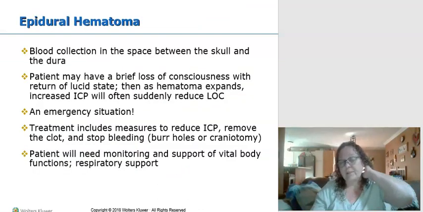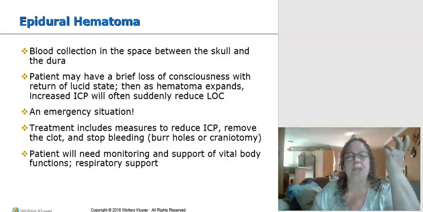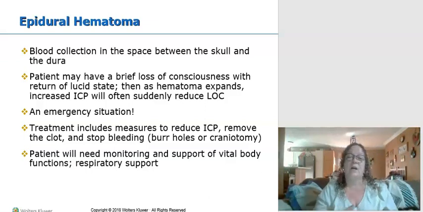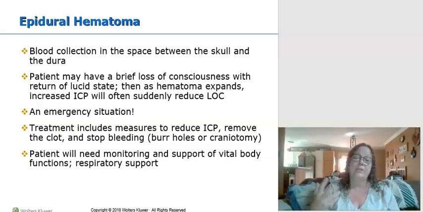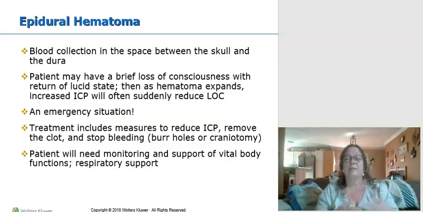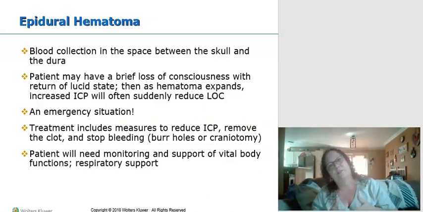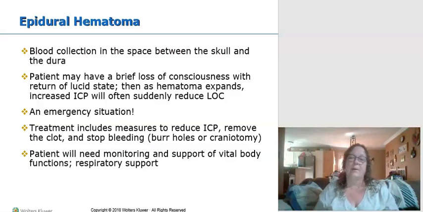So your epidural hematoma, this is a blood collection in the space between the skull and the dura. Patients may have a brief loss of consciousness with a return to consciousness. And then as the hematoma expands and gets bigger and the pressure increases, you will suddenly have a reduced LOC. So the hallmark sign is brief loss of consciousness followed by consciousness that may progress to unconsciousness, right? This is an emergent situation.